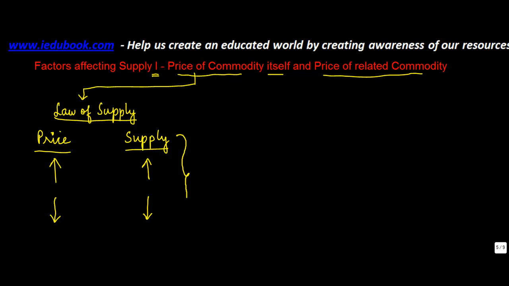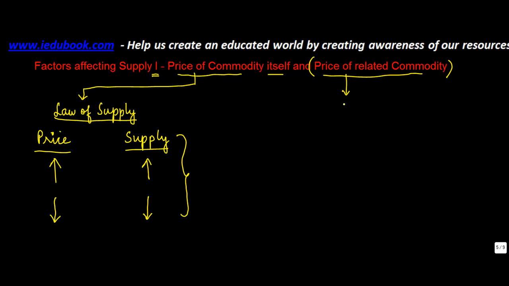Similarly, other factors remaining the same, if the price of the commodity decreases, then the supply of the commodity also decreases. So I'm not getting into more detail about this particular aspect because we've discussed it in detail in the video relating to the law of supply. You can refer to it on the website or the YouTube channel as the case may be. Let's talk about price of related commodity.